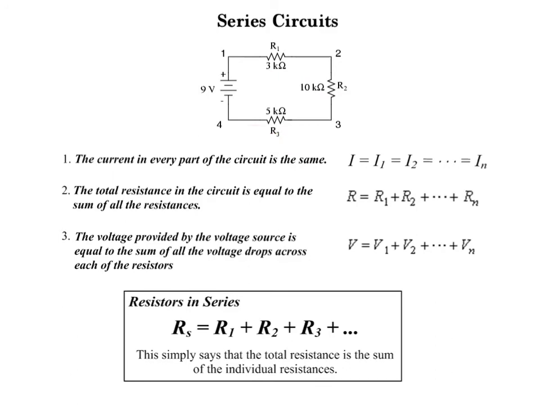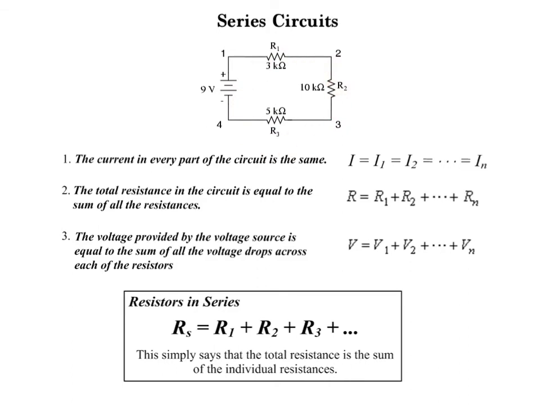The total resistance of the circuit is equal to the sum of all the resistances together. So in this particular circuit, we've got 3 kiloohms here, 10 here, 5 here. So we've got a total of 18 kiloohms of resistance in the entire circuit.